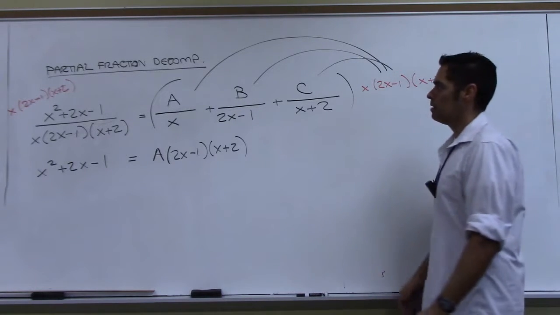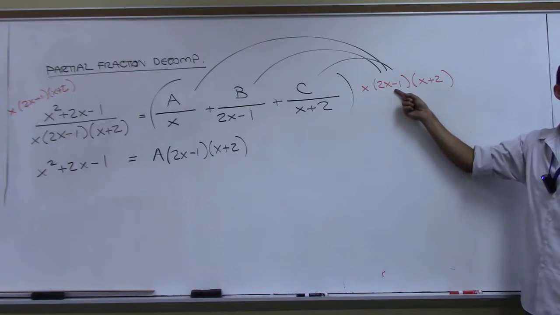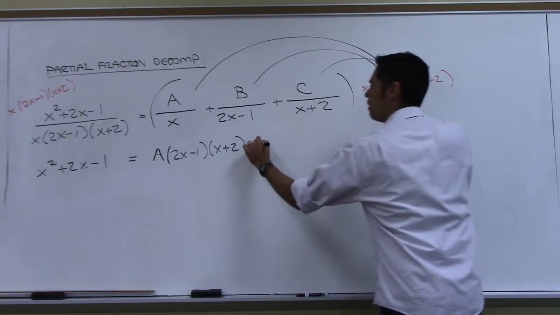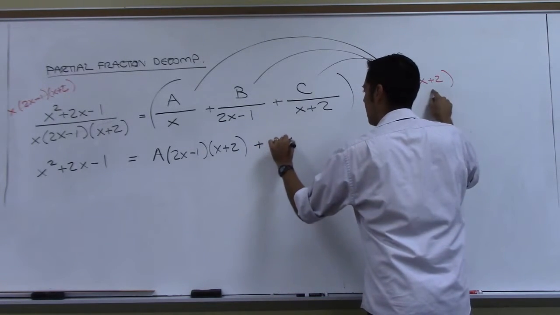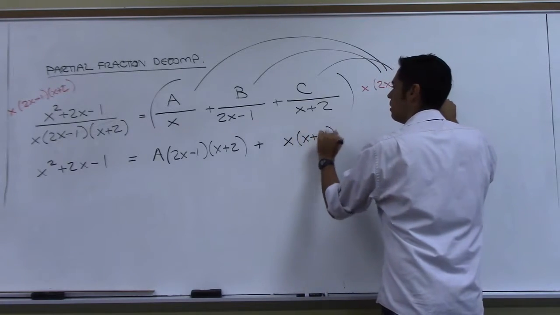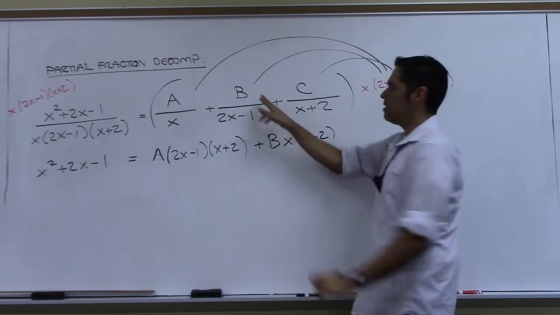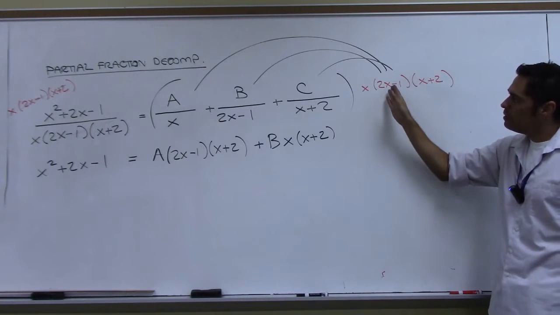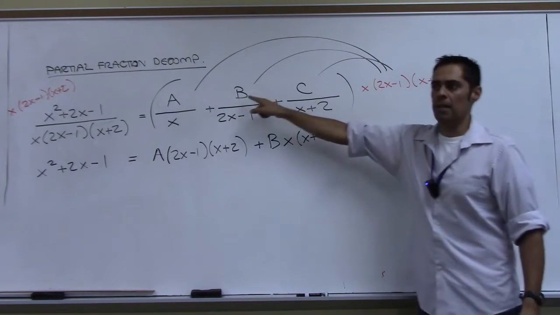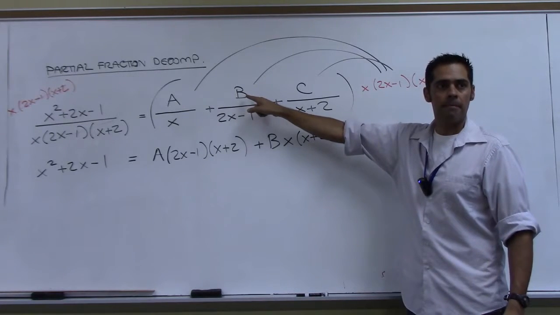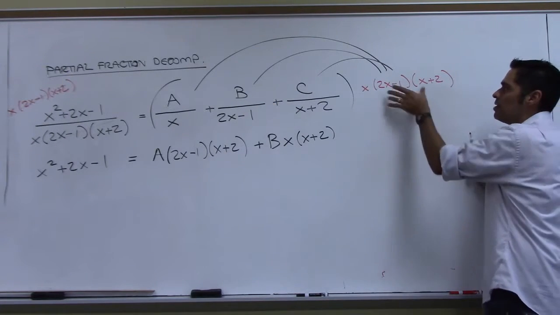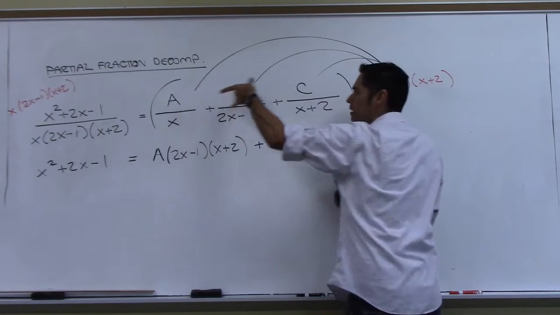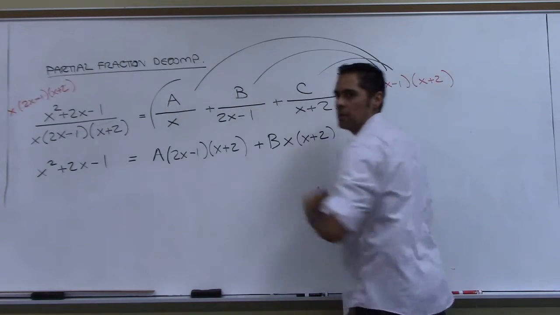The 2x minus 1 will go away. And so what's still there? X times x plus 2, and the B, right? So the B is on top. This 2x minus 1 cancels out with that one, and you're left with this, this, and the B. If it makes you feel better, just take this expression and write it here, here, and here, and then cancel out the things that go away.